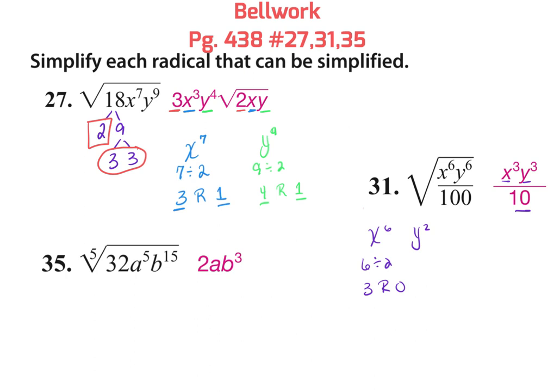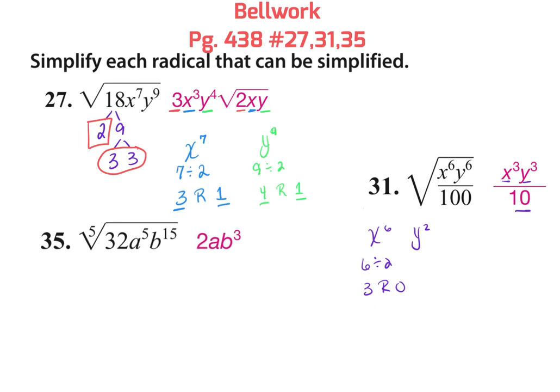Then let's look at the last one. So for this one, my index is a 5. So I'm going to look at everything in terms of 5. When I do my factor tree here, 2 and 16, this is actually a perfect fifth root. All right, 1, 2, 3, 4, 5. That is a group of 5. So that's where I can take a 2 out.